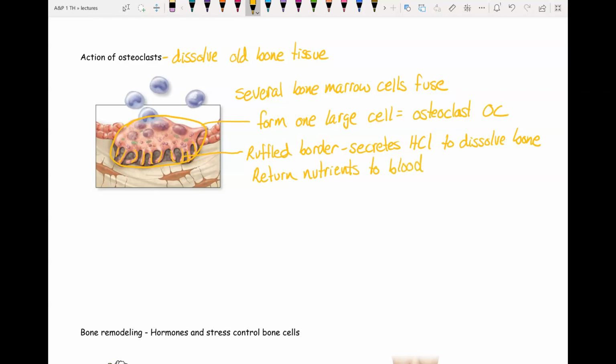And the one we're especially concerned with is calcium. So every time your osteoclasts dissolve your bone, they raise your blood calcium level by taking calcium from the bones and putting it into your blood.